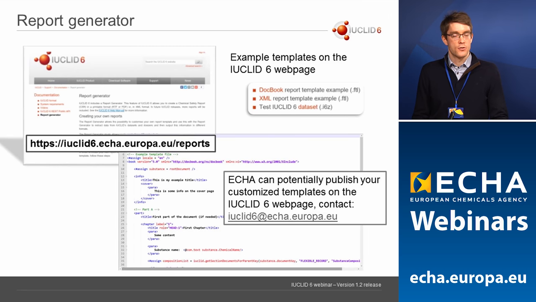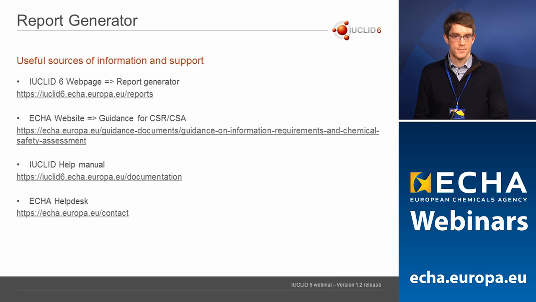And another thing, on the IUCLID 6 website, we've got some example templates for you to use. So for instance, a DocBook and an XML template, which you can use to maybe start thinking about customizing your own report templates to use with the report generator plugin. You can see the web address there for that. And also there's a possibility that ECHA can publish your customized reports. So please contact us on that email address there if you would like us to publish one of your templates.